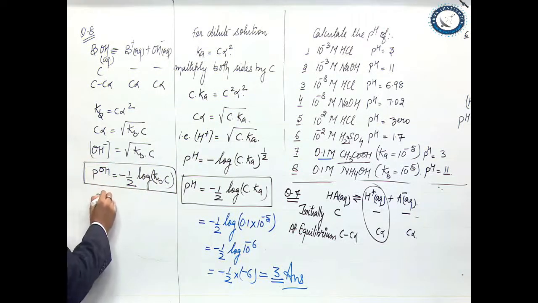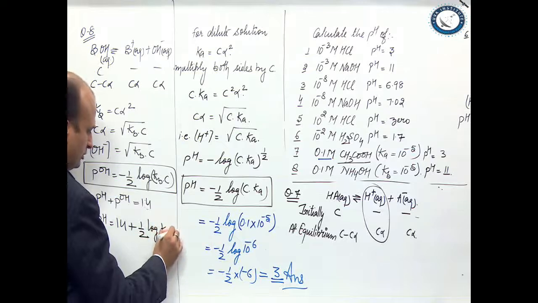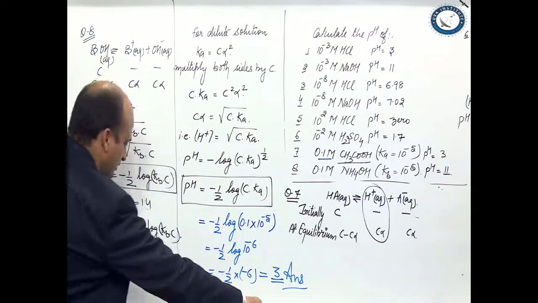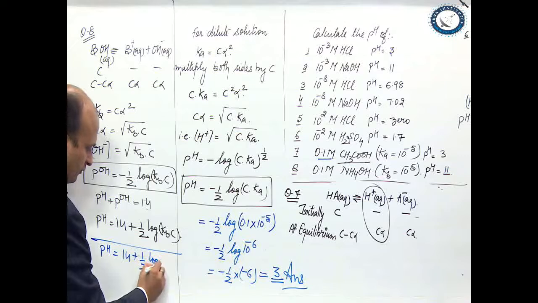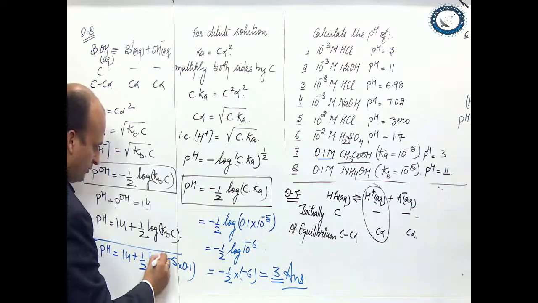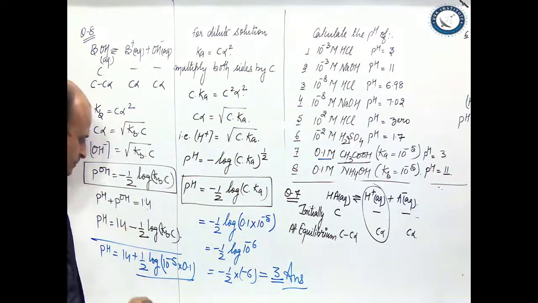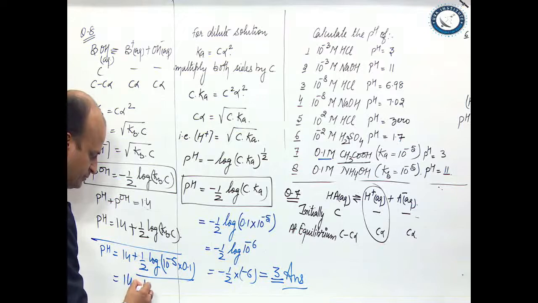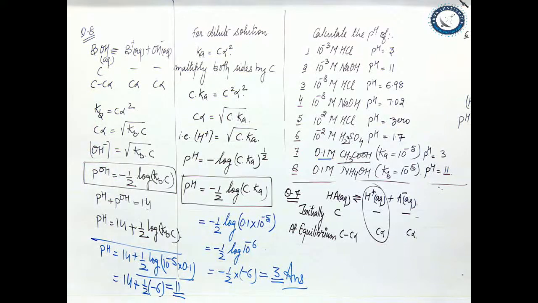And you know this part, that pH plus pOH is equal to 14. So the pH is equal to 14 plus half log Kb into C. Okay, so in this case pH is equal to 14 plus half log of 10 raised to power minus 5 into 0.1. So this will be 14 plus half into minus 6. So the answer comes out to be 11. Okay, and this is the answer.